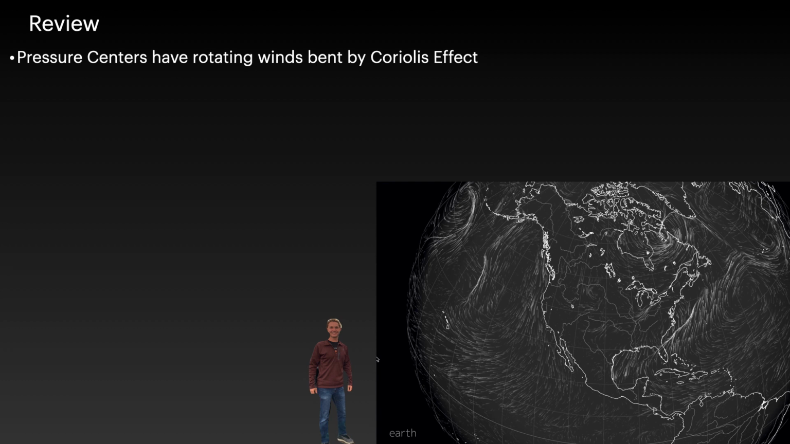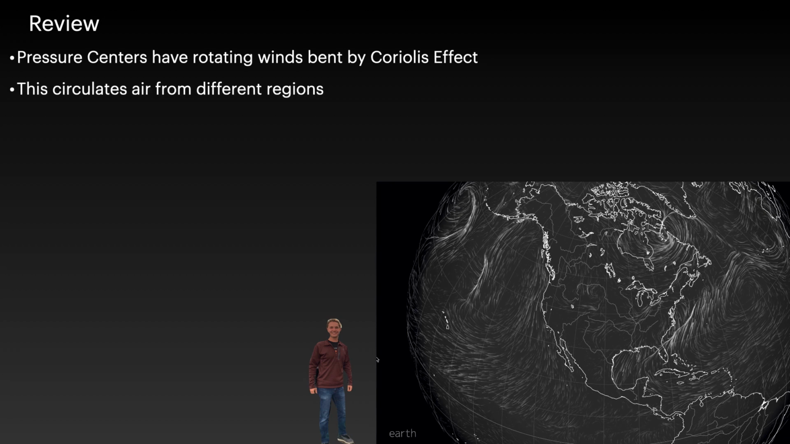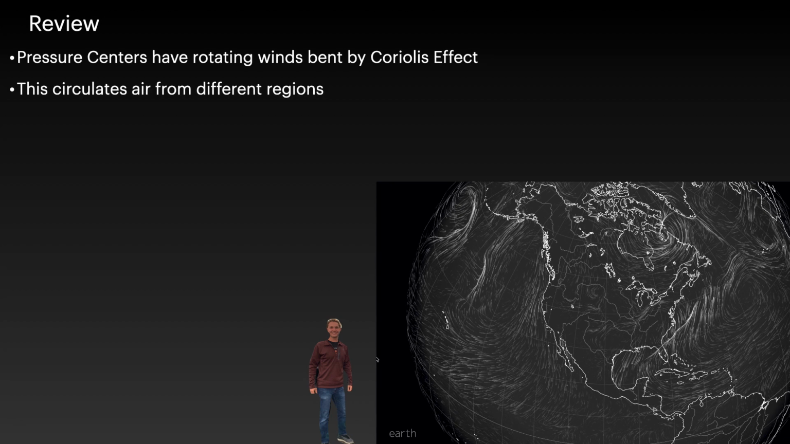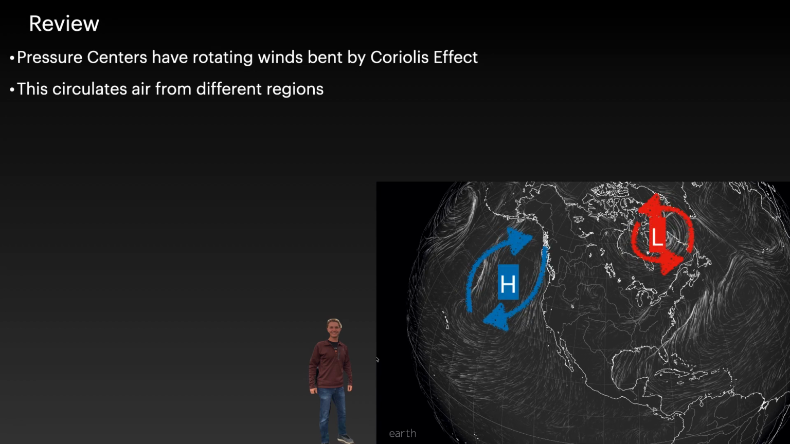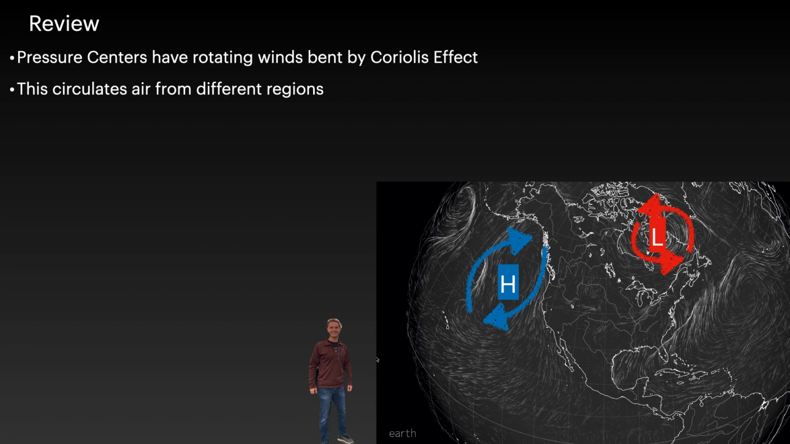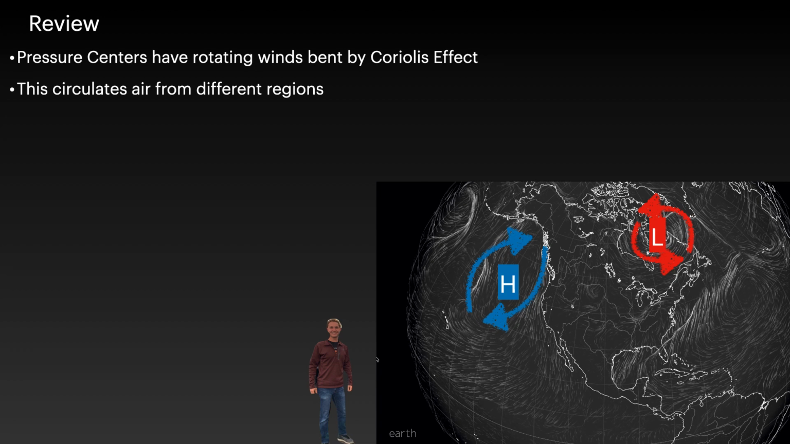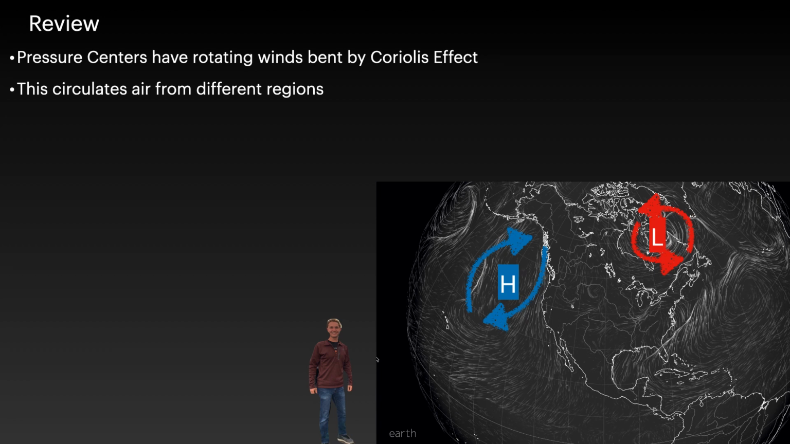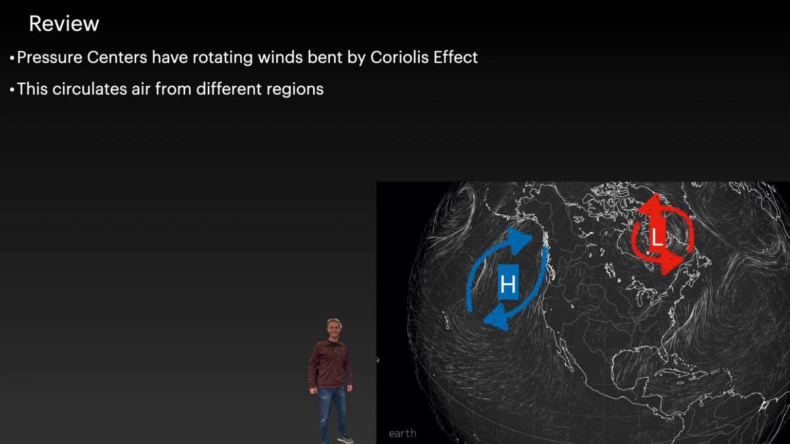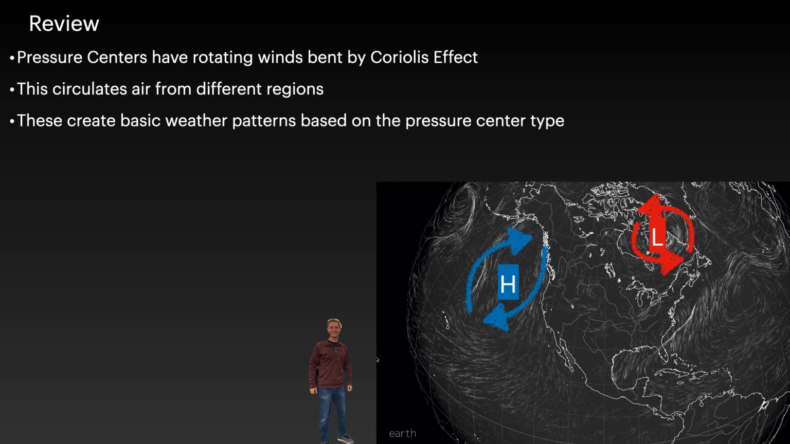Now, remember that pressure centers are areas of wind that are rotating due to the Coriolis effect. We know that these are areas of wind that circulate air from different regions. Anywhere in the northern hemisphere where you have winds that are moving counterclockwise, you will have a low pressure center. Anywhere in the northern hemisphere where you have winds going clockwise, you will have a high pressure center. Each of those we've associated with basic weather patterns.